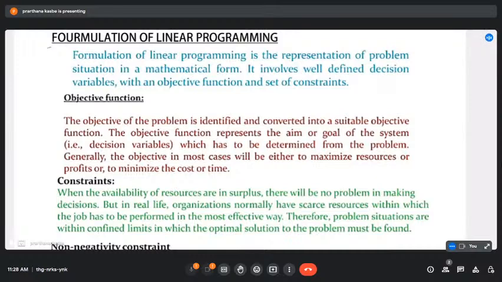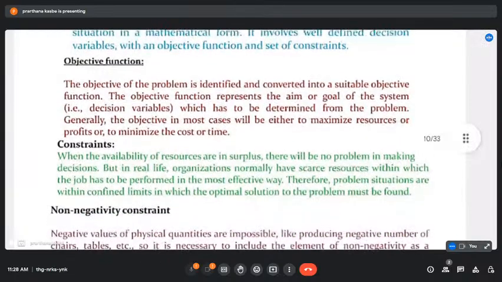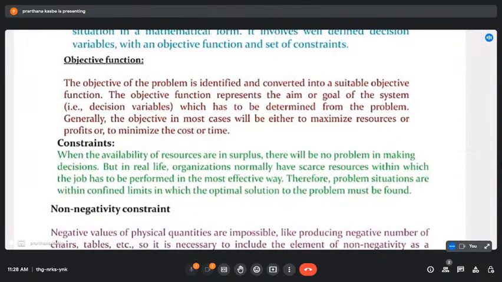So what is meant by the formulation of linear programming? When we formulate the linear programming function, it represents the particular problem situation. In that, the three most important parts or factors are the objective function, the constraint or budget line constraint, and last one is the non-negativity constraint or condition.